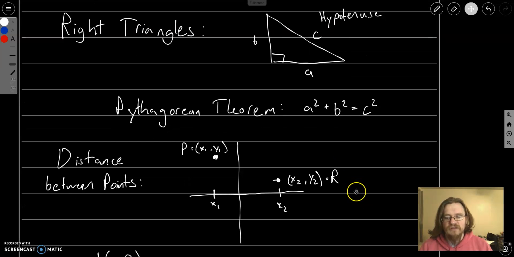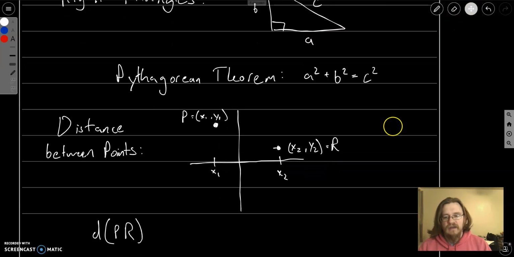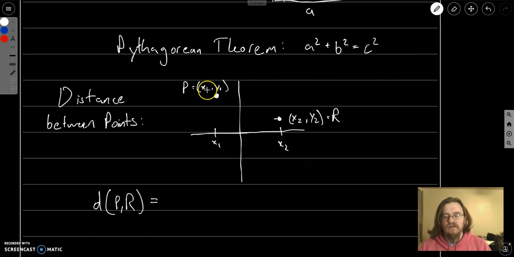This is probably something that you've seen before, and we can use this to create a formula for the distance between 2 points. So if I have 2 points in the plane, let's call them P and R, and P I will call x1, y1, and R will be the point x2, y2. We can draw this line between them, and we can ask, what is the distance, which I'll call d, between these 2 points? Right away, there's not really a nice easy way to see what this length will be, except I can draw a right triangle.